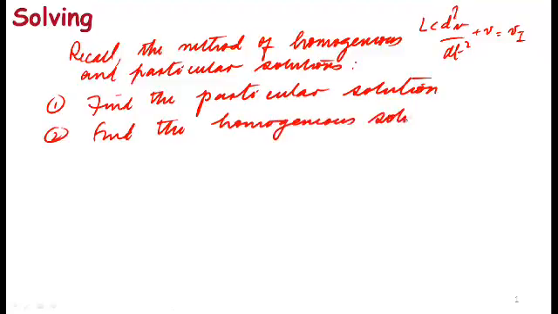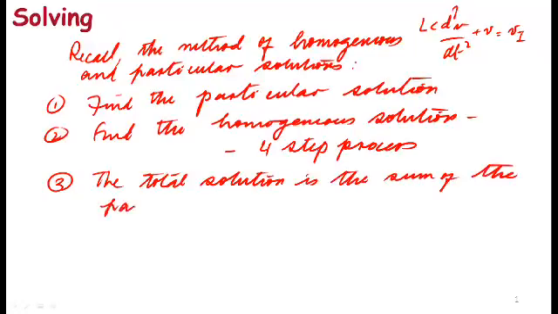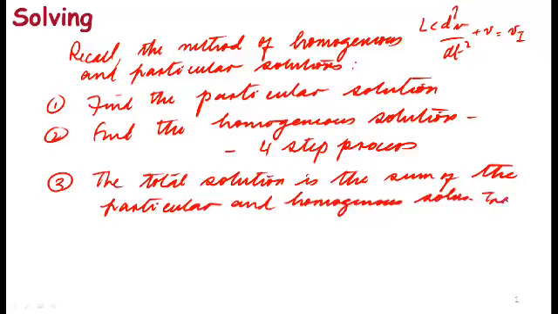Here, there's going to be a slight variation. In finding the homogeneous solution, we are going to use 4 steps to do it. This will be a 4-step process. And then our third step is the usual third step of the method of homogeneous and particular solutions, which is to create the total solution, where the total solution is the sum of the particular and homogeneous solutions. And then you use the initial conditions to solve for the remaining constants.